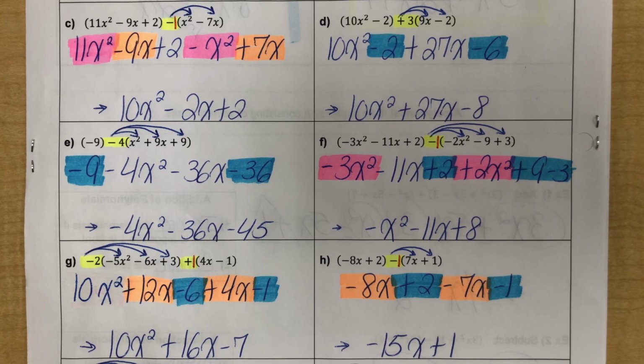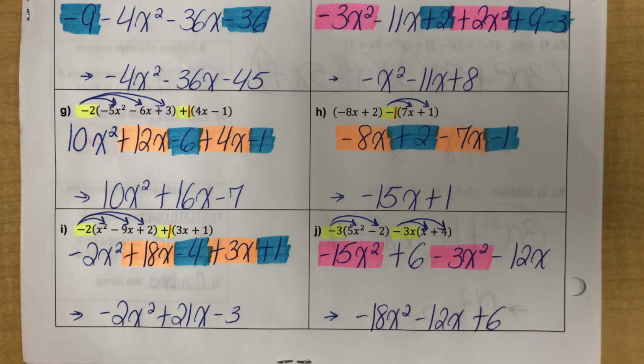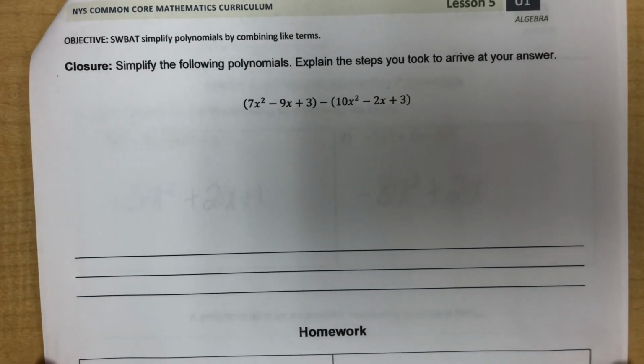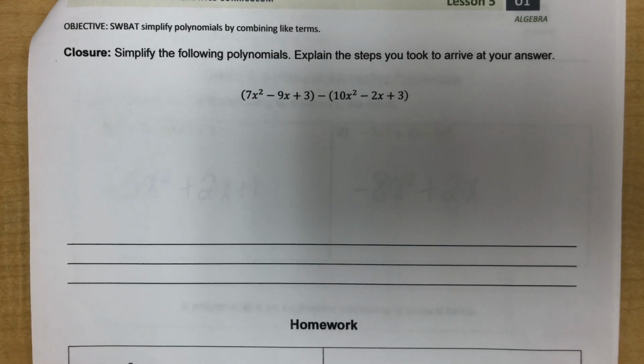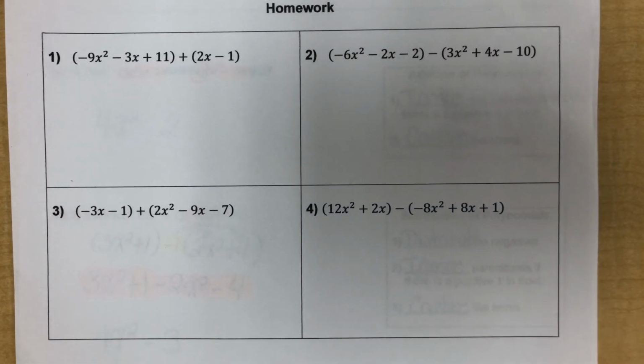And then we have I and J at the bottom. All right, again, feel free to pause the video if I'm going a little too quickly. And then on the back, the very last page at the top is the closure. Again, that's for you to complete on your own. And then when you're done going over the closure, towards the bottom of the page is the homework. Okay, and again, that is what you should be completing on your own as well.